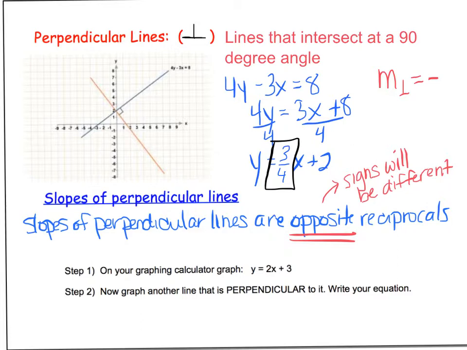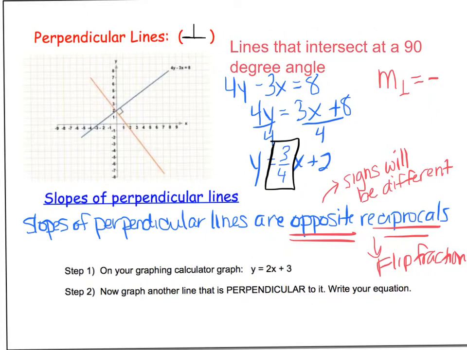Now, what do I mean by reciprocal? Reciprocal we've practiced before, and that just means you flip your fraction. So flipping the 3/4 from my blue line will give me 4/3. And here is my perpendicular slope of the red line. It'll be a negative 4/3.